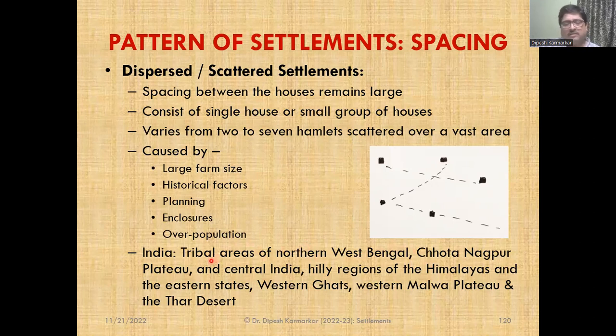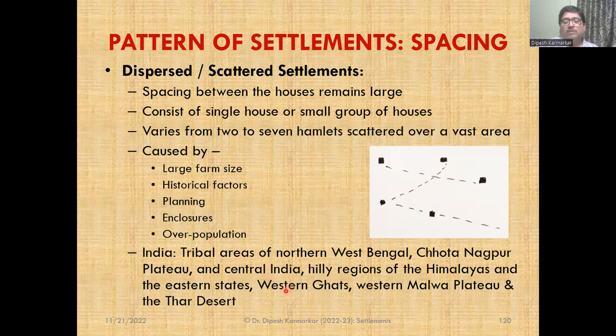Almost in every Indian state, you find such settlements. But to give a few examples, dispersed or scattered settlements are found in the tribal areas of northern West Bengal, Chotanagpur Plateau, central India, hilly regions of the Himalayas and the eastern states, Western Ghats, Western Malwa Plateau, the Thar Desert. Now, if you actually look into each of these areas, you will find how different factors are playing a role in dispersion.